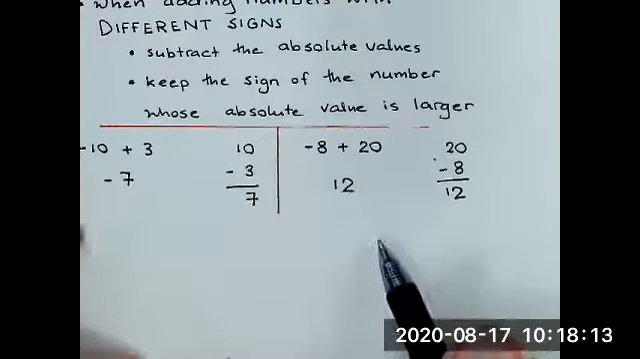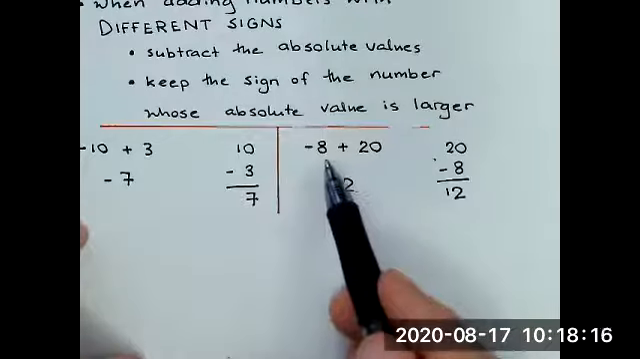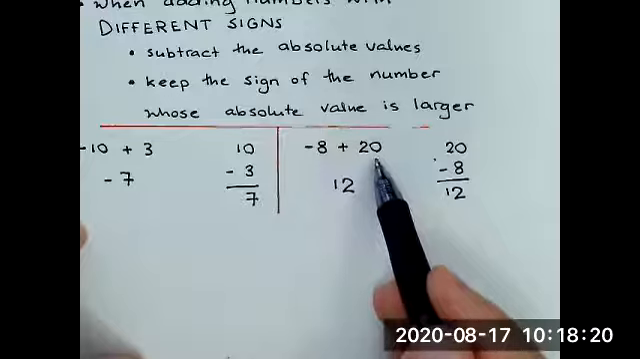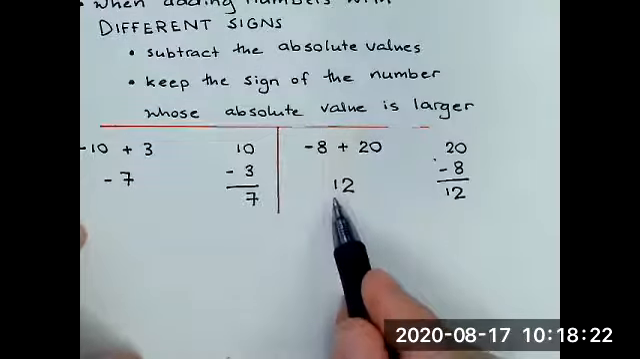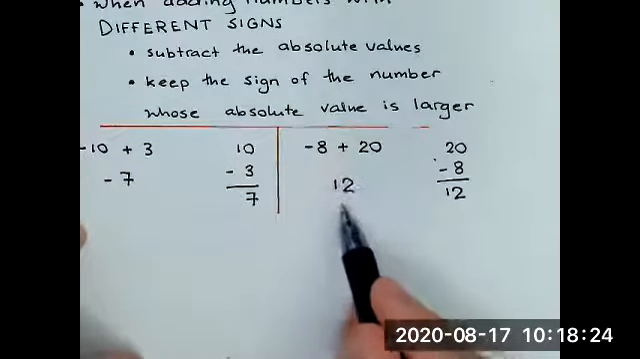Again, you could think of it in terms of a bank account. If you owed the bank $8 and then made a deposit of $20, you would now have a positive balance of $12.